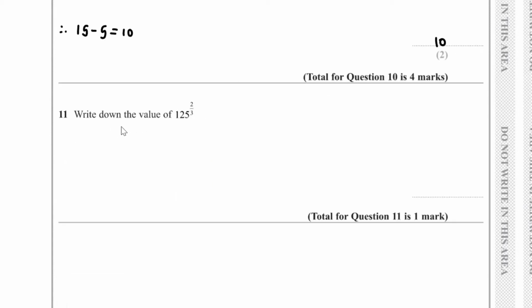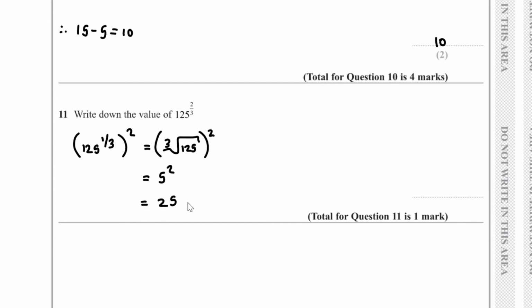Question 11, we have to write down the value of 125 to the power of 2/3. Well, this is the same as raising 125 to the power of 1/3 to the power of 2. And of course, multiplying the third by 2 gives us 2/3. Now, when we raise something to the power of a third, this is the same as cube rooting. So cube rooting 125 and then squaring it, we get here 5 squared, which is equal to 25. So 125 to the power of 2/3 is equal to 25.